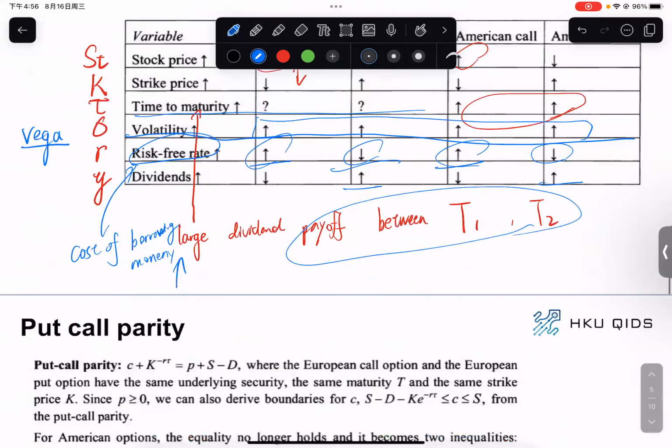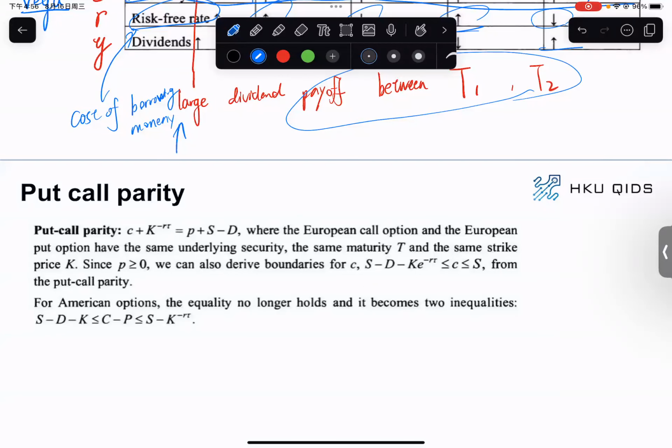And next, let's talk about put-call parity. Put-call parity, as shown here, is a quite important equation in the whole option world. It tells you that basically a put is a call and a call is a put.